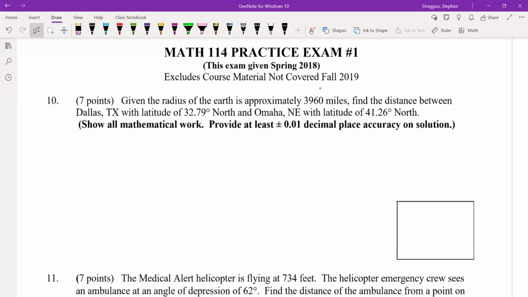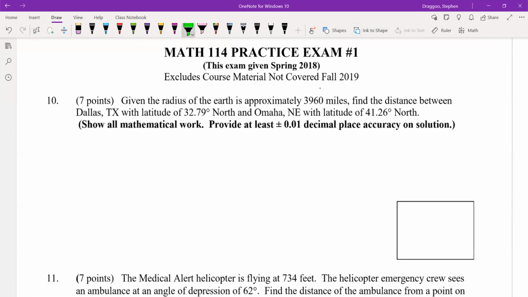All right. Back to here. Given that the radius of the Earth is approximately 3,960 miles. Find the distance between Dallas and Omaha. Dallas and Omaha just happen to be due north and south of each other. Omaha being the one that's further north, because Nebraska is north of Texas. Here's a couple of latitudes that those things are located at. Figure out the distance between them.